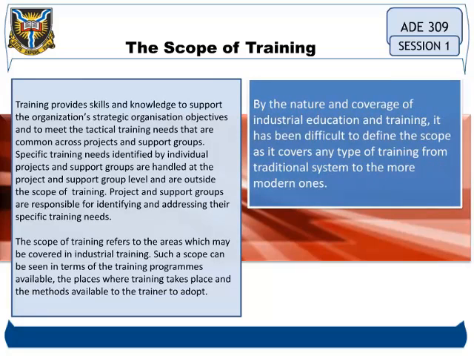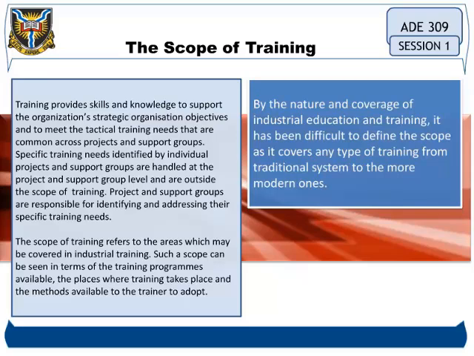Training provides skills and knowledge to support the organization's strategic objectives and to meet the tactical training needs that are common across project and support groups. Specific training needs identified by individual project and support groups are handled at the project and support group level and are outside the scope of training. Project and support groups are responsible for identifying and addressing their specific training needs.